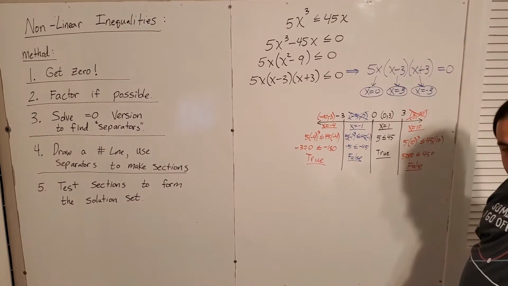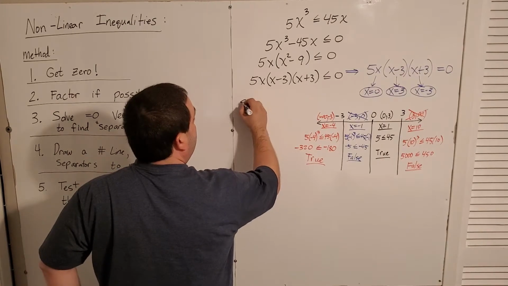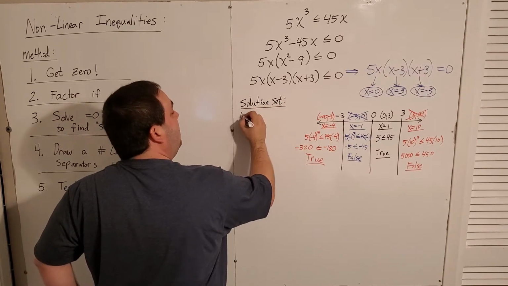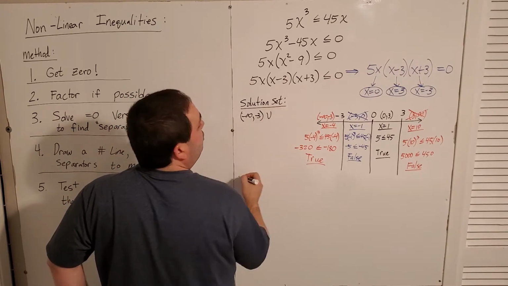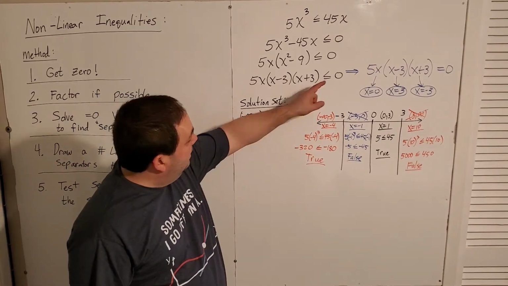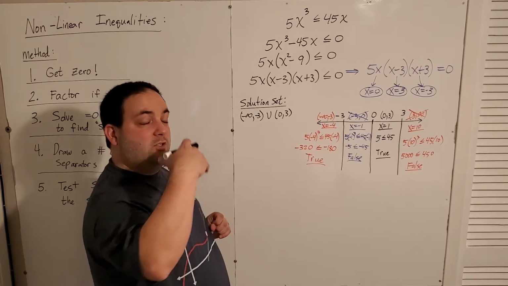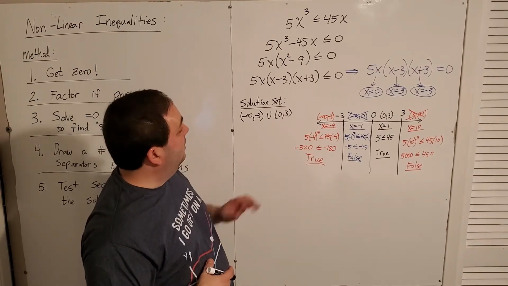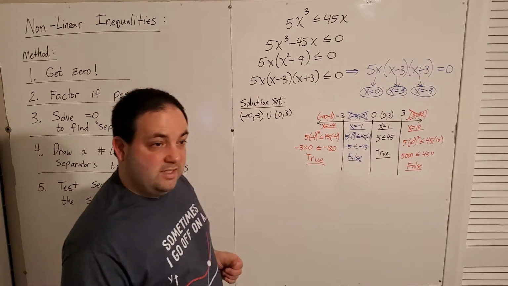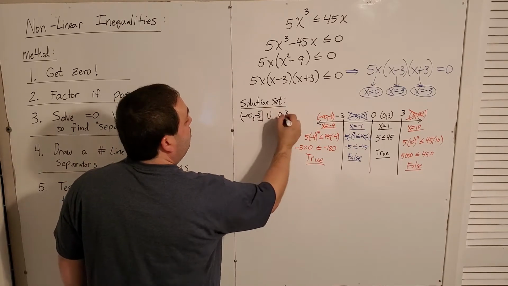Okay, once you've tested all the sections, you can write your final answer. So my solution set is going to be anything from negative infinity to negative 3 union with 0 to 3. Now wait, one extra little thing we have to consider. There was an equal to underneath this inequality, so that means I can include any place where the expression equals 0, not just being less than. Well, we already saw that equal to 0 happens on all 3 of these locations, and none of them cause division by 0. So instead of parentheses on all of these, I can actually use brackets, because that will cover the equal to portion here.